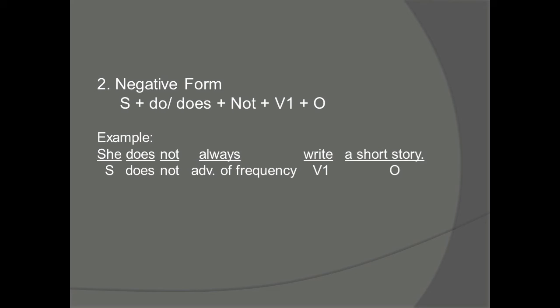Negative form. Subject plus do or does plus not plus verb 1 plus object. Example: She does not always write a short story.